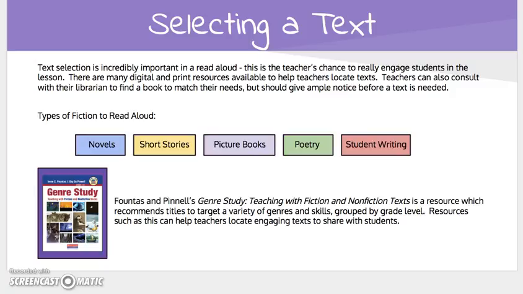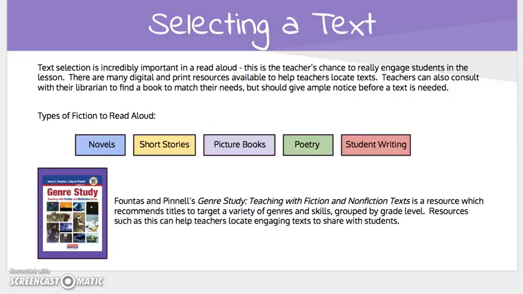There are different types of fiction you can use in a read aloud. It's not always a picture book, but you could use novels, short stories, picture books, poetry, and student writing. With my fifth graders, I do use picture books quite often because they're short. You can target a skill and not take up too much time, and really target multiple skills at once. I also read aloud novels sometimes, pieces of novels, poetry. So those things are all good for fiction read alouds with your students.